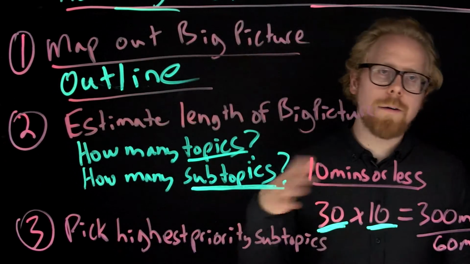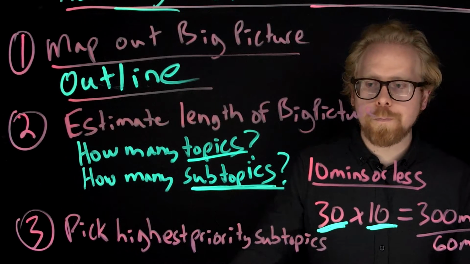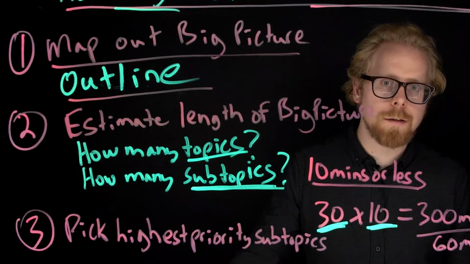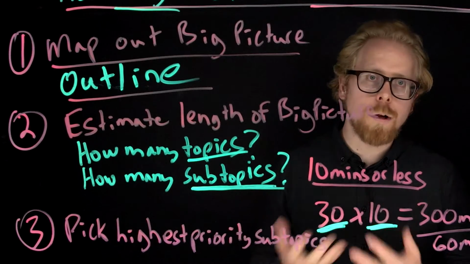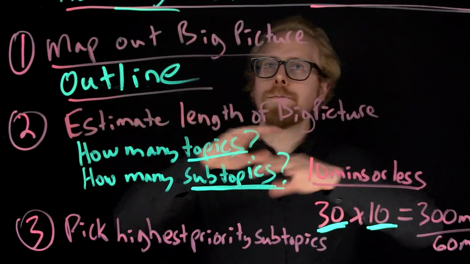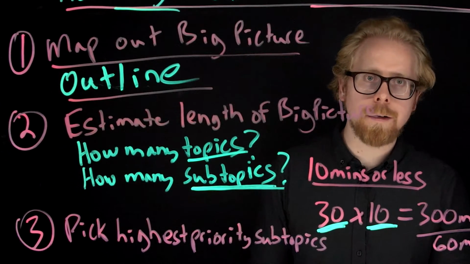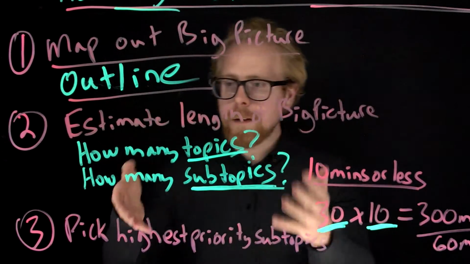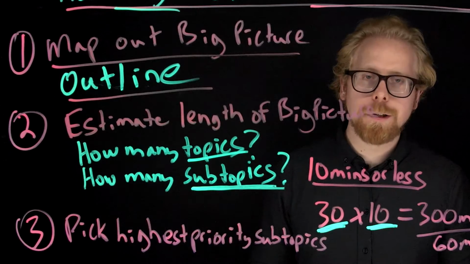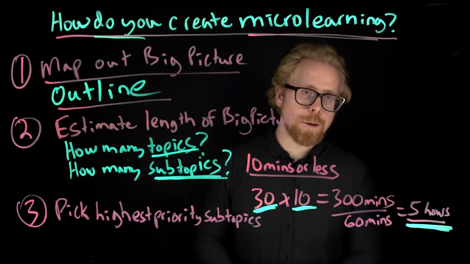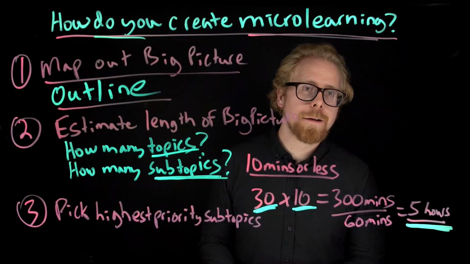Remember, you don't have to cover everything. Microlearning is micro for a reason. You're only supposed to focus on one topic at a time. So if you have this massive topic and you're trying to create 10 minutes of content on it, and you break it down and there's 30 subtopics, well, that main topic you had was probably too big.